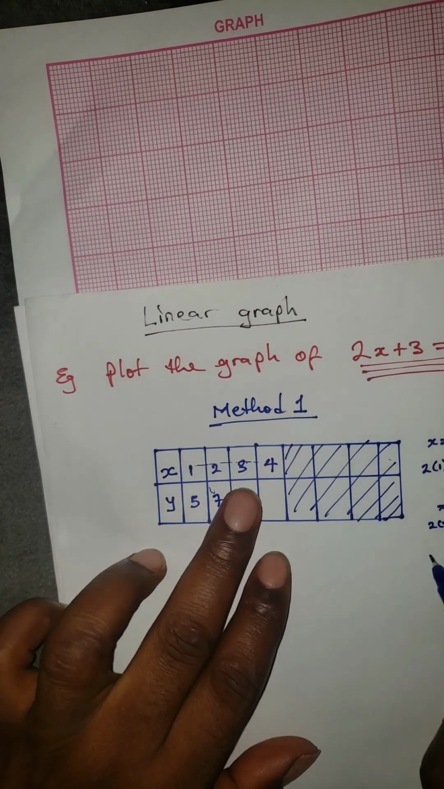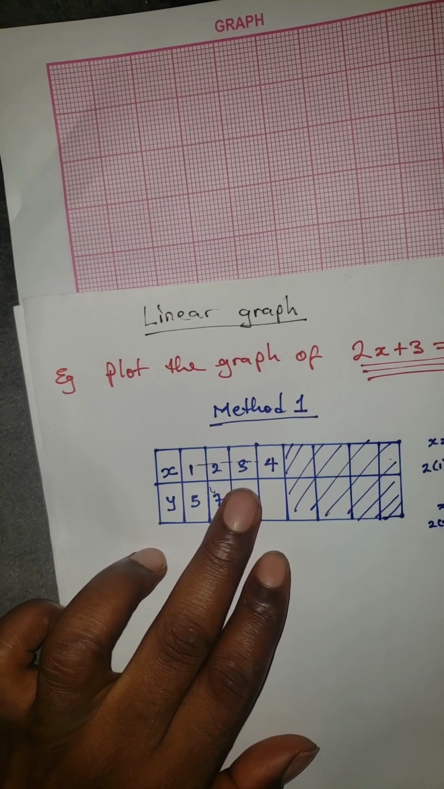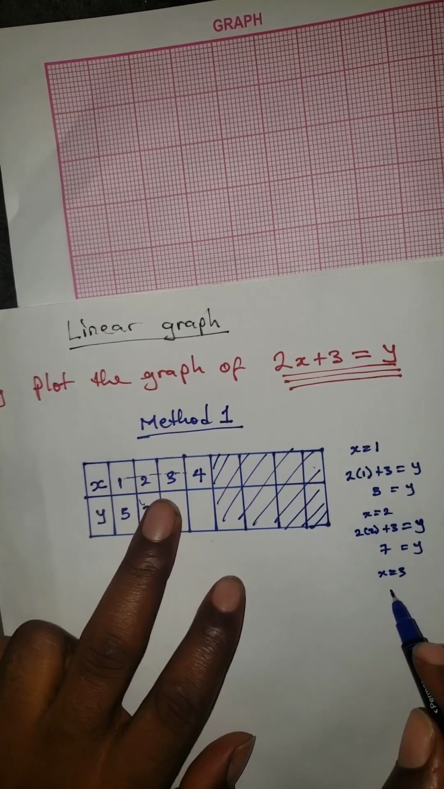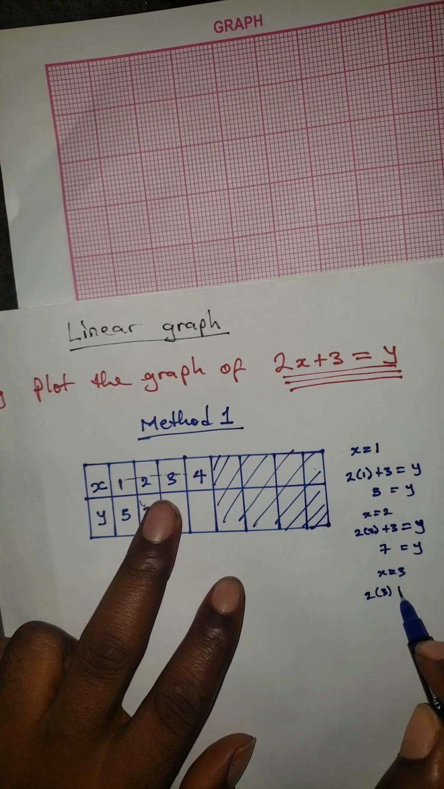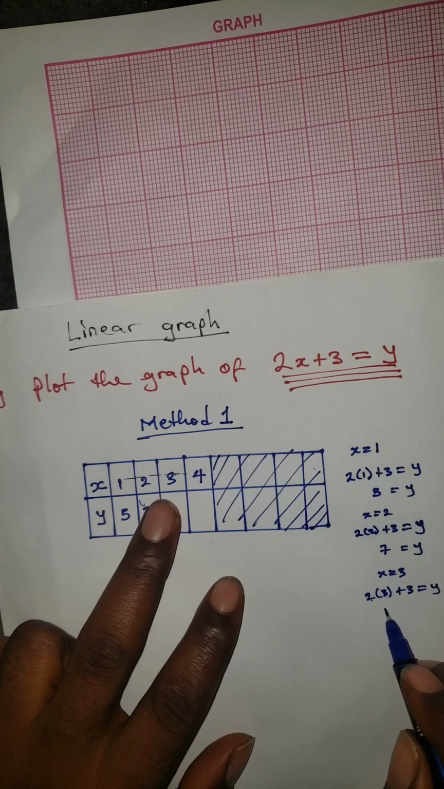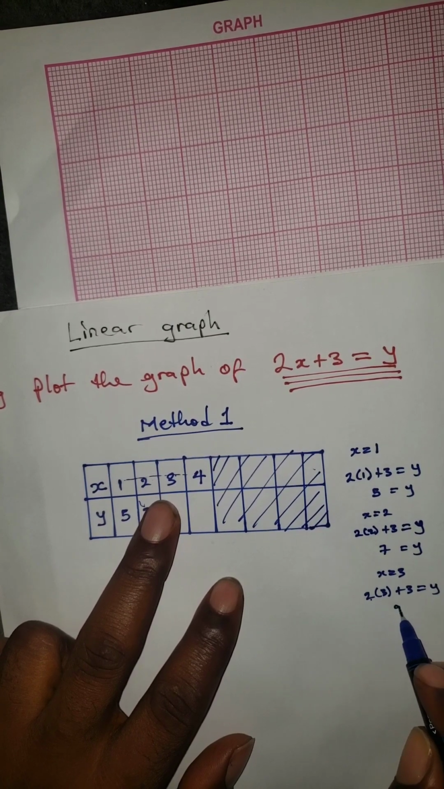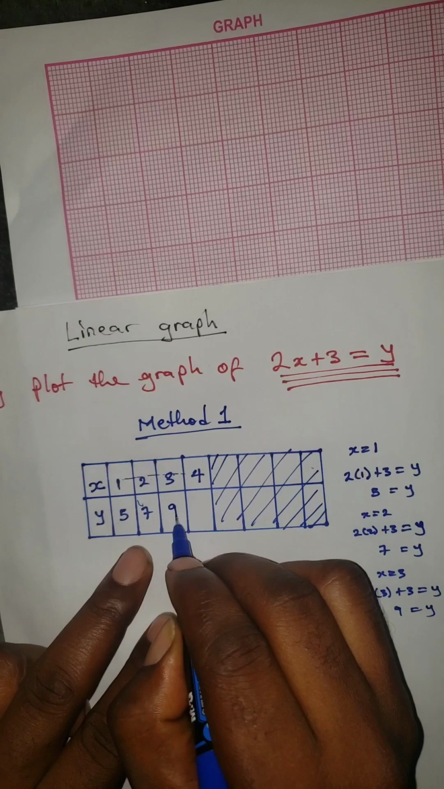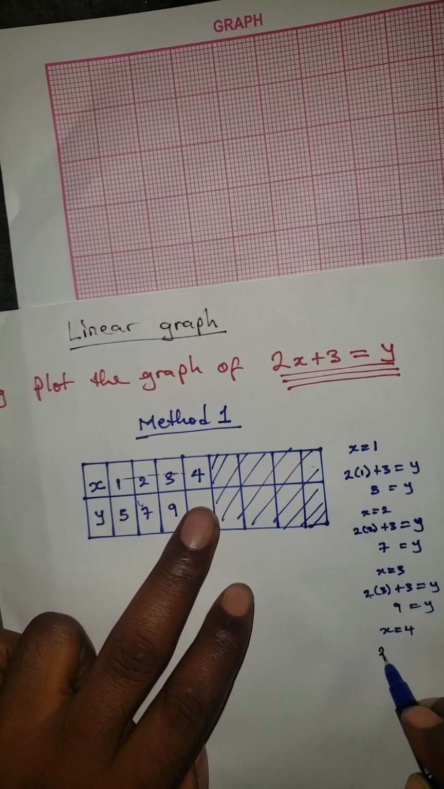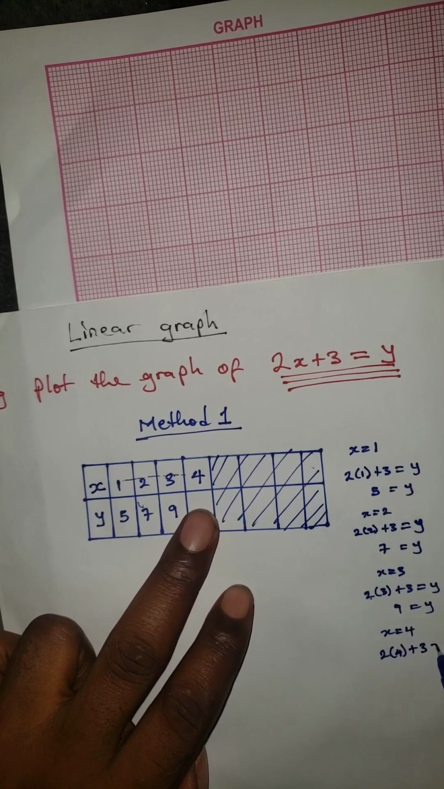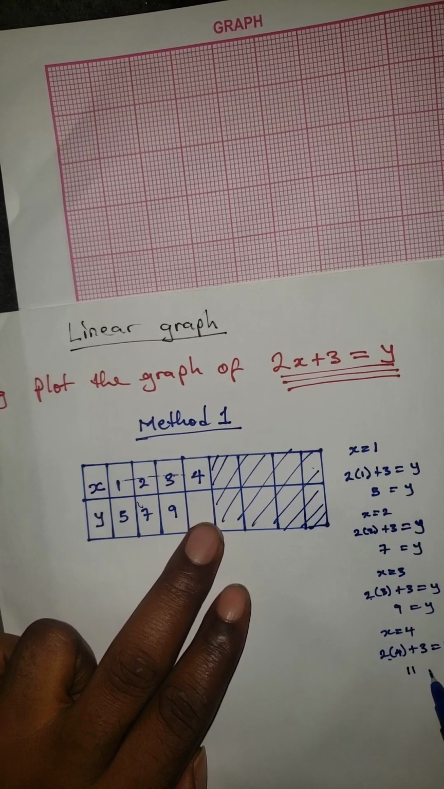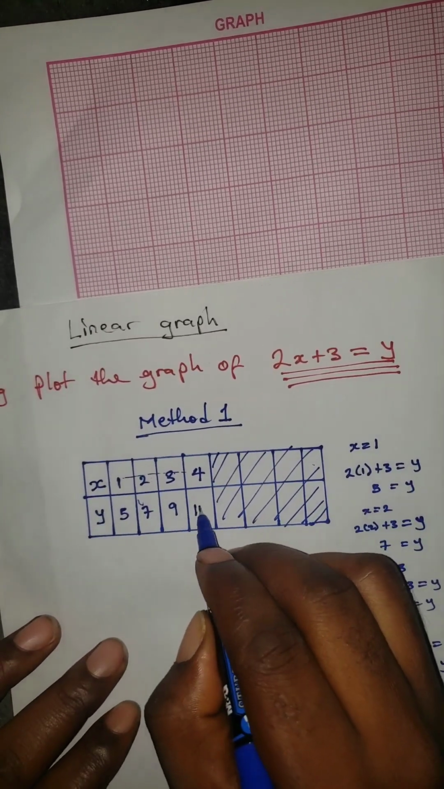So when s equals 3, that will give you 2 into 3 plus 3, that will give you our y. Then 2 times 3 is 6, 6 plus 3 is 9. So our y is what? 9. And when s equals 4, you have 2 into 4 plus 3 equals our y. Then our y is 8 plus 3, which is 11. So we have 11 here.